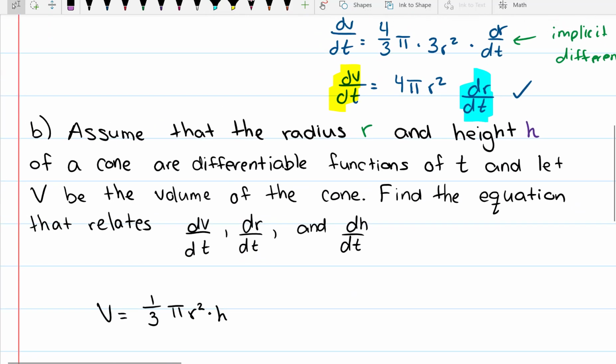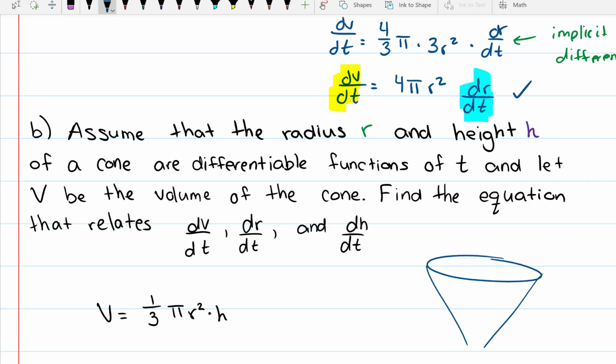Alright, part B. Assume the radius r and height h of a cone are differentiable functions, and let V be the volume of the cone. Find the equation that relates dV/dt, dr/dt, and dh/dt. So the first thing you need to know is the volume of a cone, and the volume of a cone is 1/3 pi r squared h. That's because if we have a cone, it looks something like this. And so here is r, here is h.